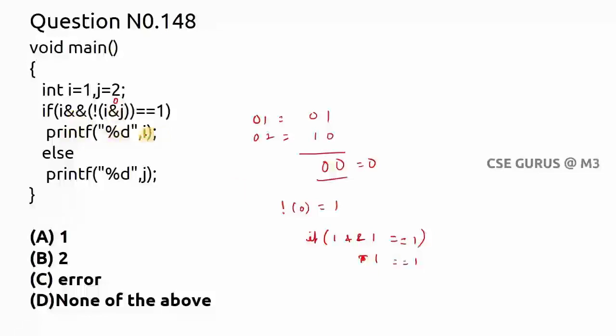So that's why printf percentile I. What is the I value? 1 will be taken. If this is false, that means if the value is 0, then the else part will be taken. So option A is the correct answer.